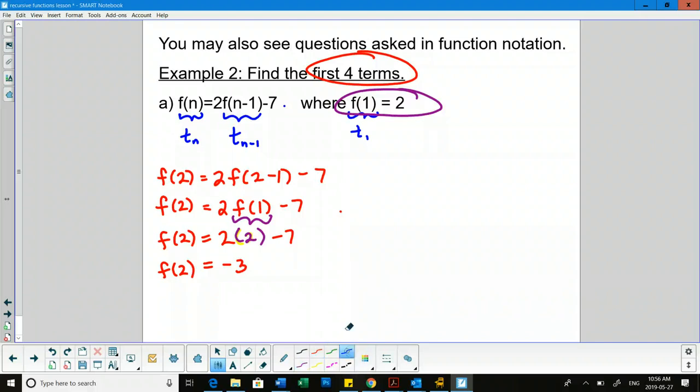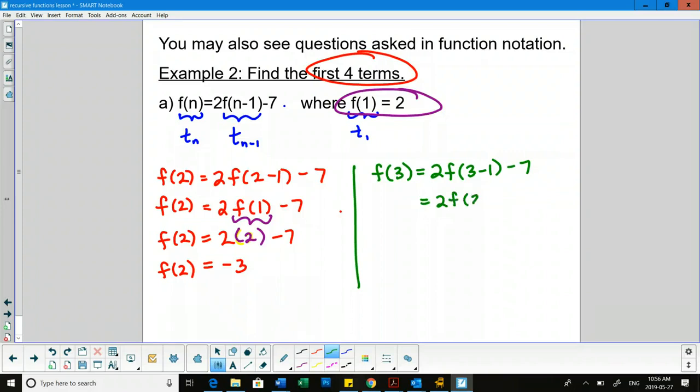I'm going to show you one more substitution into this formula just because it's new. So if we have 2, then we'll go to 3. So f at 3 is going to equal 2 times f at 3 minus 1, minus 7. And then f at 3 minus 1 will simplify to f at 2. And then where do I go from here?